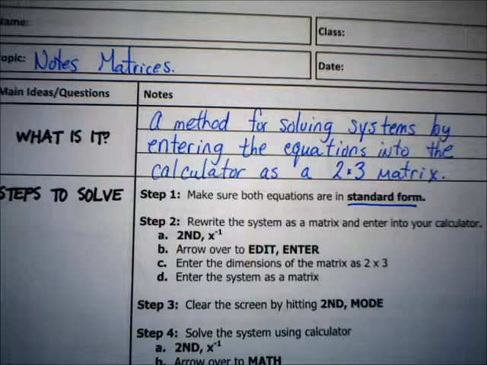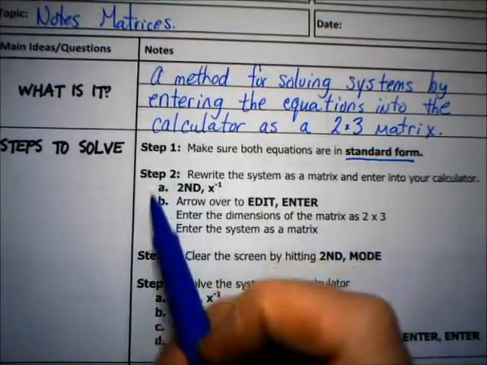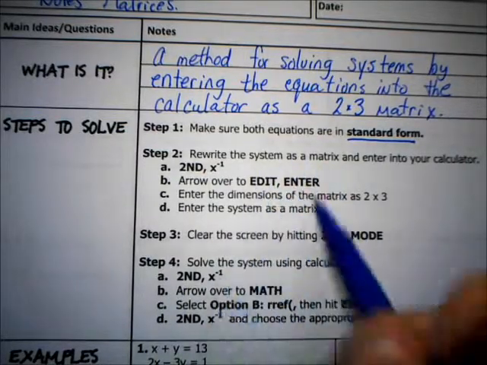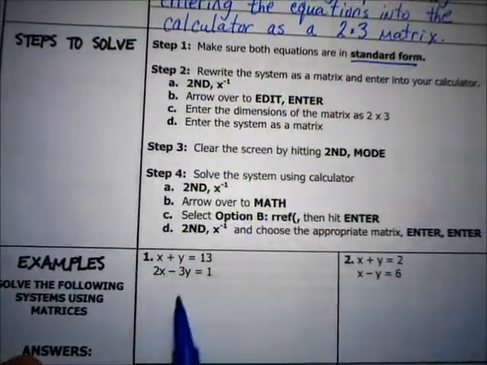So here are the steps listed to you that you use in your calculator, and just go over those over and over to solve them. So I'll go through the steps as I go through number 1.